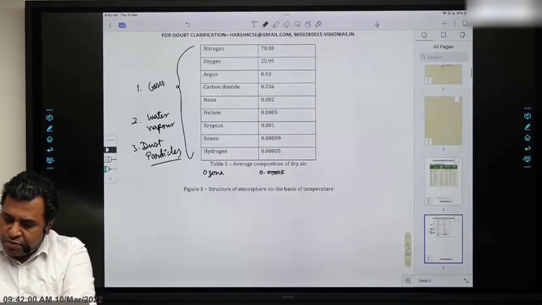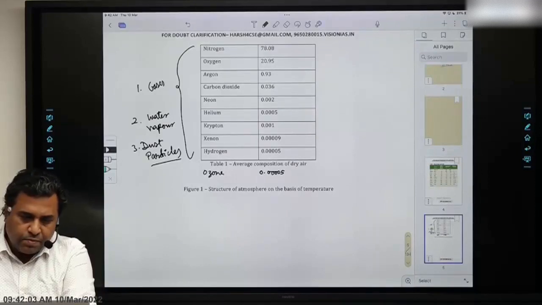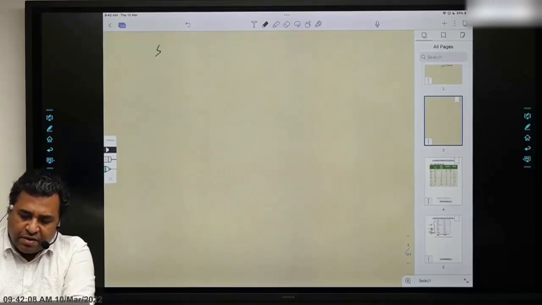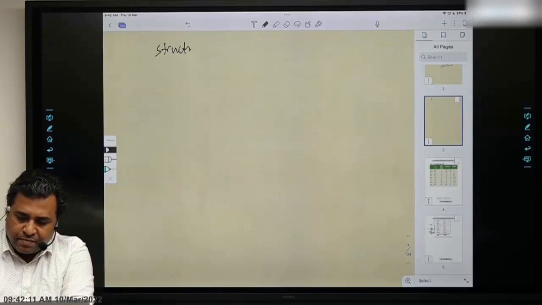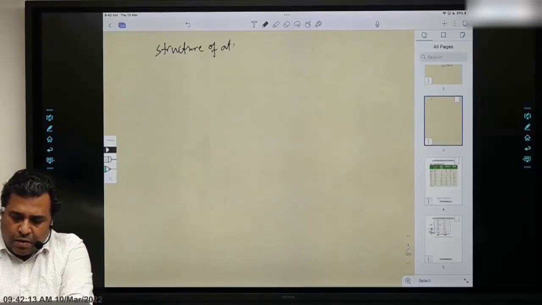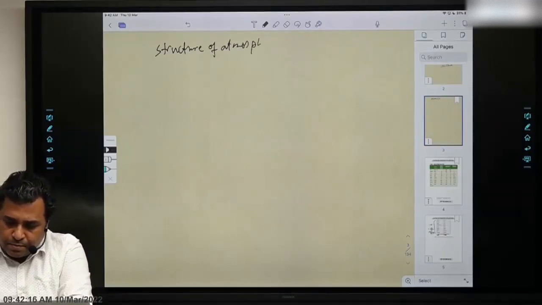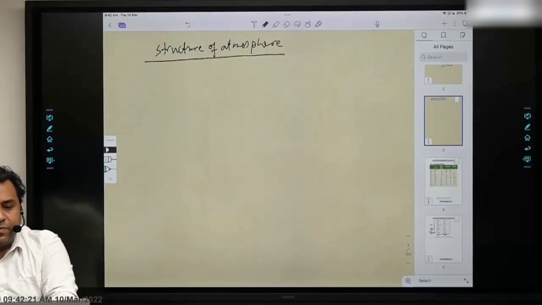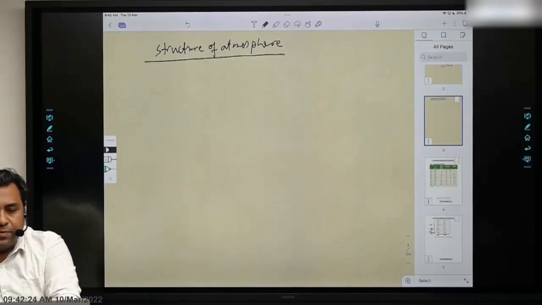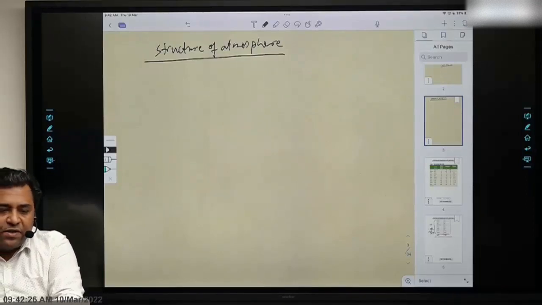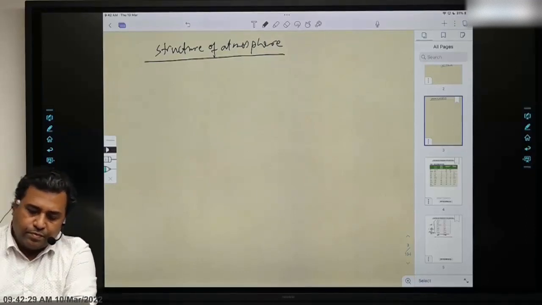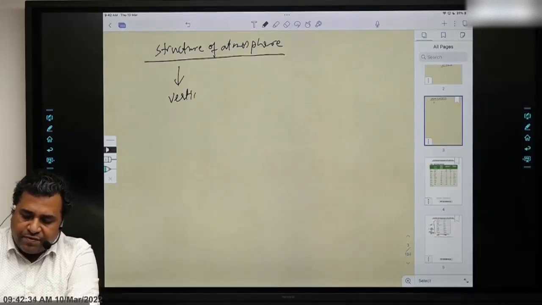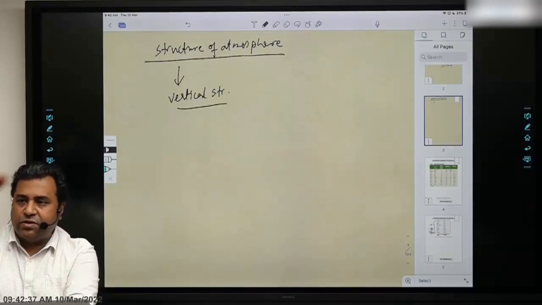So now let us come to the next part. Now we come to the structure. So composition done, then structure of the atmosphere. Structure of atmosphere. So when we talk of the structure of the atmosphere, first we'll talk about the vertical. Vertical structure means from the surface up.